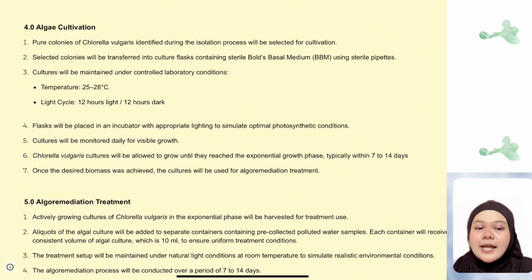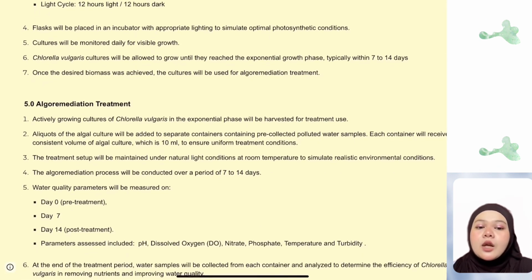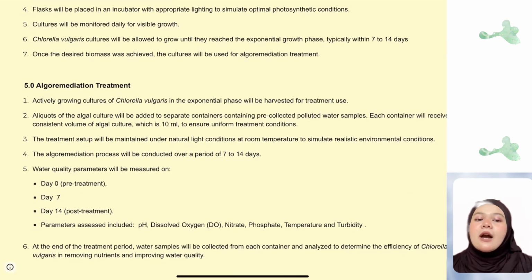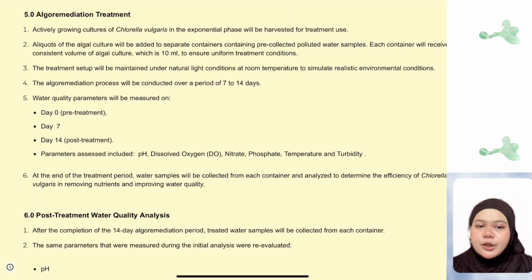Cultures will be monitored daily for visible growth. Chlorella vulgaris cultures will be allowed to grow until they reach the exponential growth phase, typically within 7 to 14 days. For algoremediation treatment, actively growing cultures of Chlorella vulgaris in the exponential phase will be harvested for treatment use. Aliquots of the algal culture will be added to separate containers containing pre-collected polluted water samples. Each container will receive a consistent volume of algal culture, which is 10 ml.